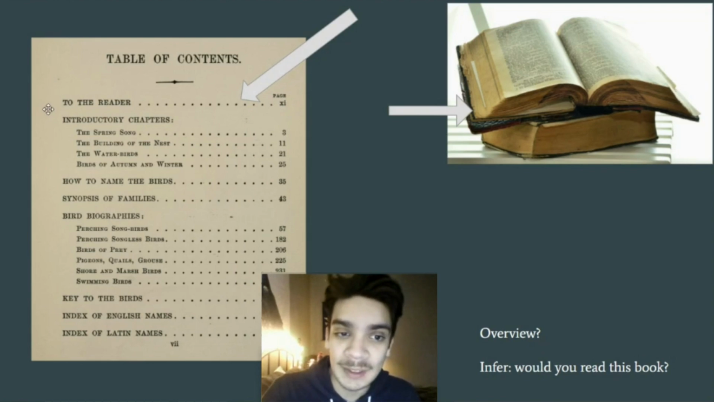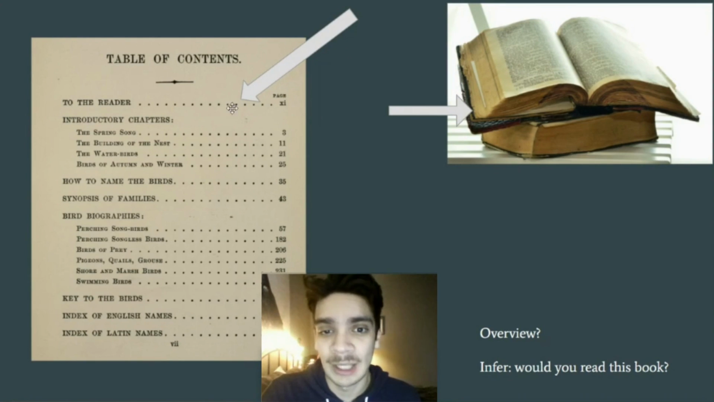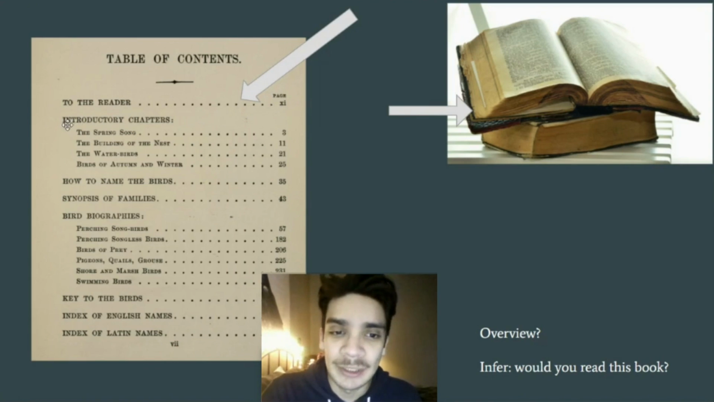So the what is, well, we're going to find out to the reader. That sounds like it'll be a note to the reader. And where, it's on page 11, or in Roman numerals, the XI. Then we see our introductory chapters. The Spring Song, page 3. The Building of the Nest, page 11.